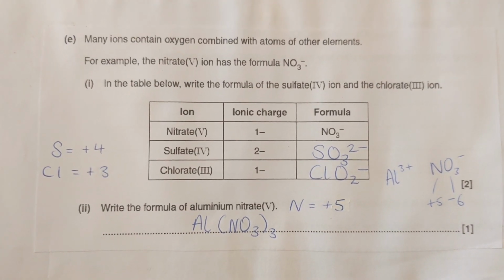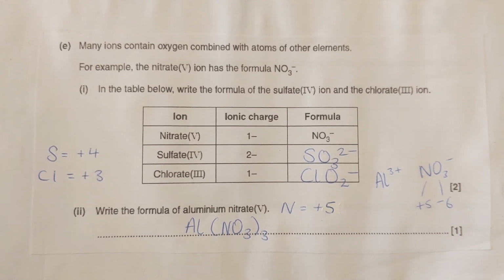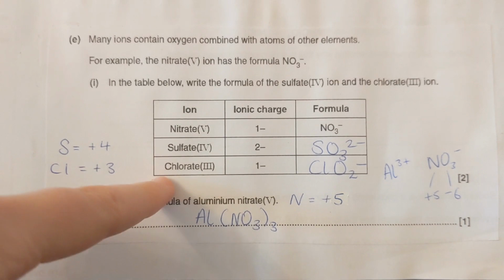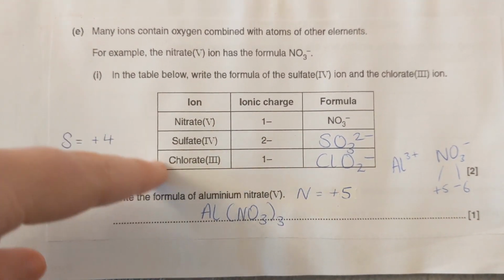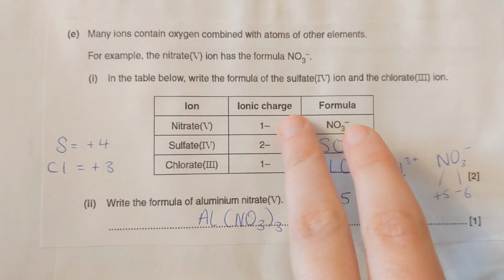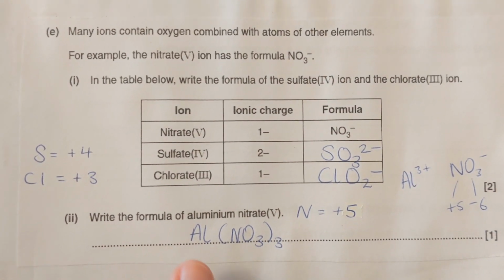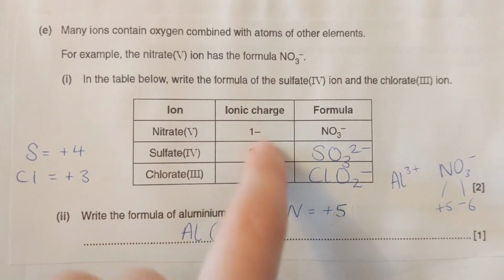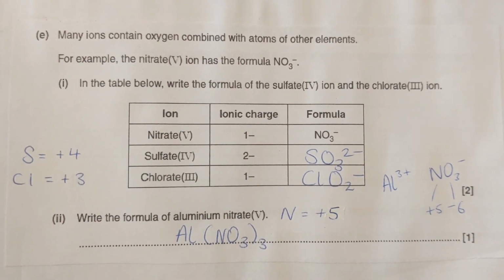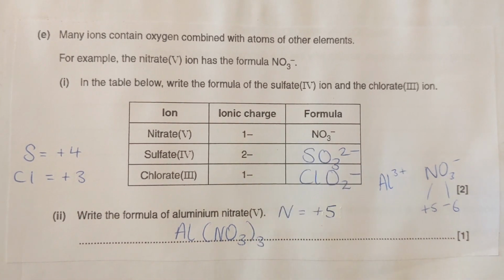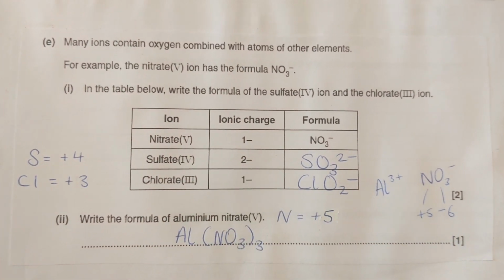Now this last question is probably the trickiest one on these examples. We've got a table and it gives us names of ions. The Roman numeral tells us the oxidation number of the nitrogen, the sulfur and the chlorine. It gives us the ionic charge. This is the charge on the overall ion, and that means the sum of the oxidation numbers must add to equal that charge overall. So for the nitrate, the nitrogen and oxygen oxidation numbers must add to give -1. For the sulfate, the sulfur and oxygen oxidation numbers must add to give -2.